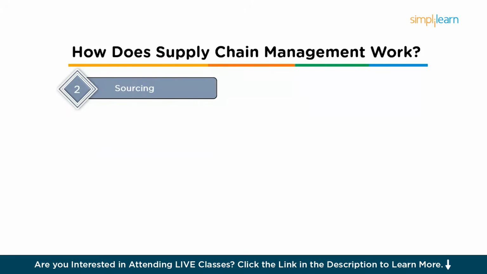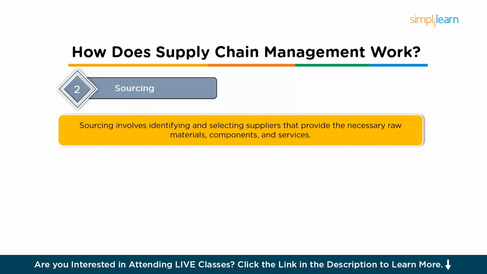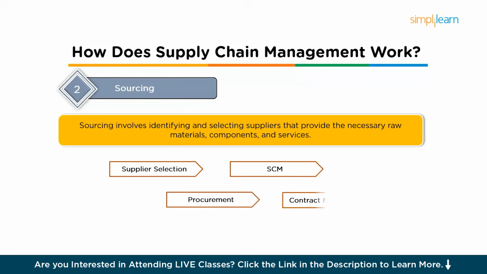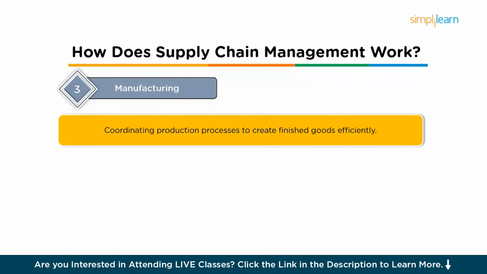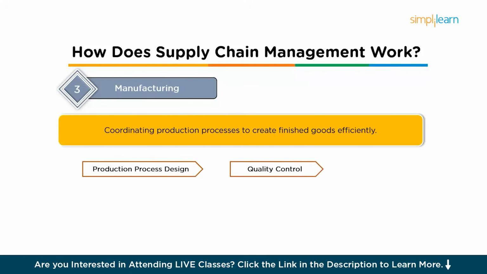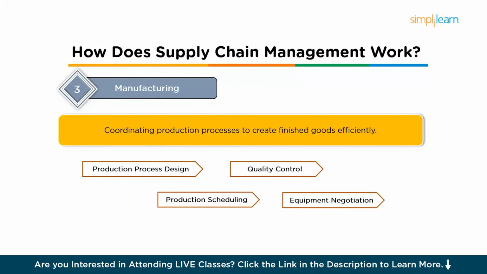And the next comes sourcing. Sourcing involves identifying and selecting suppliers that provide the necessary raw materials, components, and services. Key activities are supplier selection, supplier relationship management, procurement, then contract negotiation. Then third comes manufacturing, coordinating production processes to create finished goods efficiently. Key activities are production process design, quality control, production scheduling, and equipment maintenance.